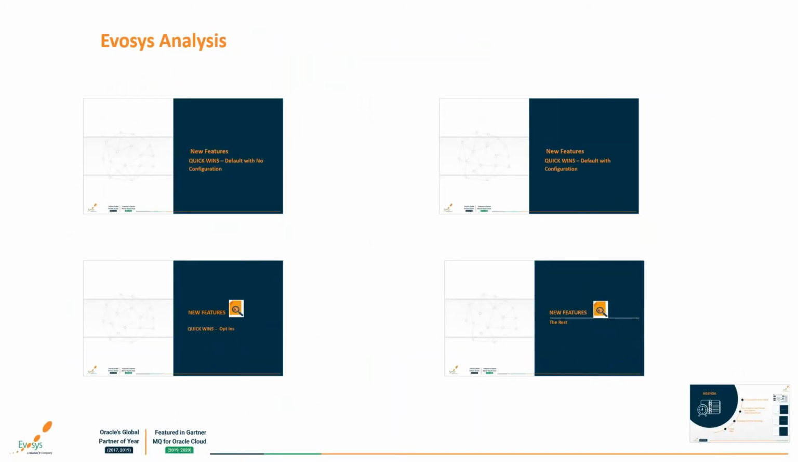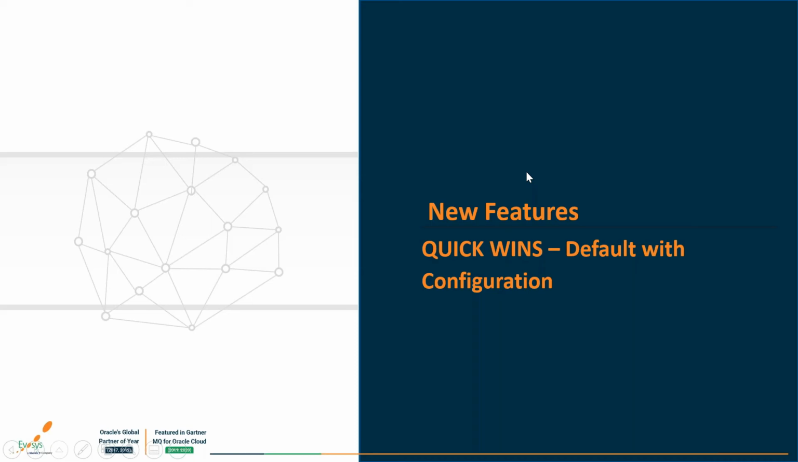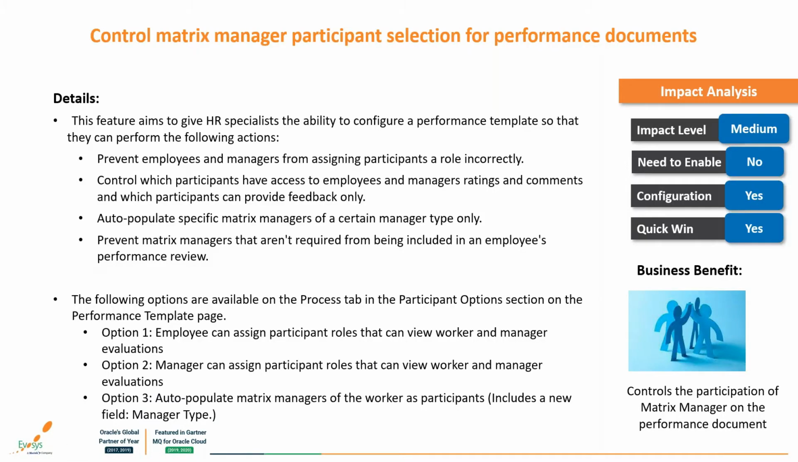Moving next, now let's see the features with quick wins and which require some configurations. The first feature in this category is control metrics manager participant selection for performance document. Basically this feature gives the HR specialist the ability to configure a performance template so that they can perform the following actions. For example, they can prevent employees and managers from assigning a participant a role incorrectly.